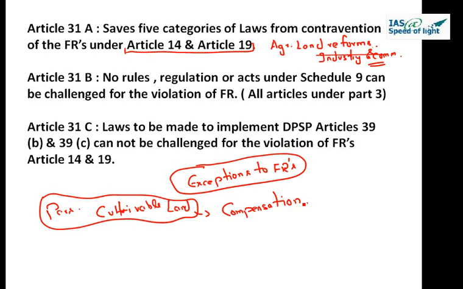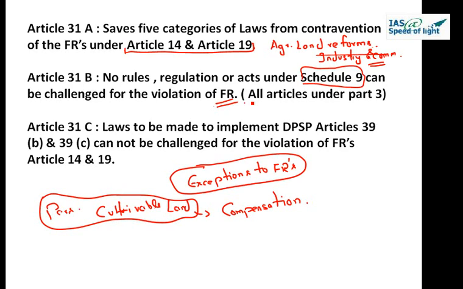Article number 31B talks about one particular schedule, which is Schedule 9. It says that no rules and regulations or acts which are placed under Schedule 9 of the Indian Constitution can be challenged for the violation of fundamental rights. So any rules or regulations or acts placed under Schedule 9 cannot be challenged for the violation of fundamental rights.